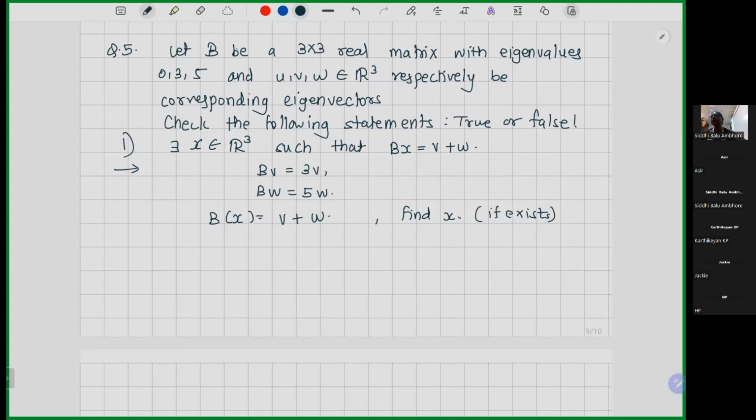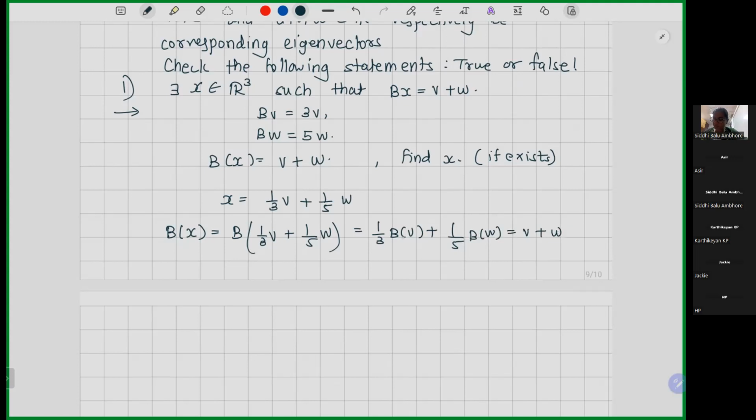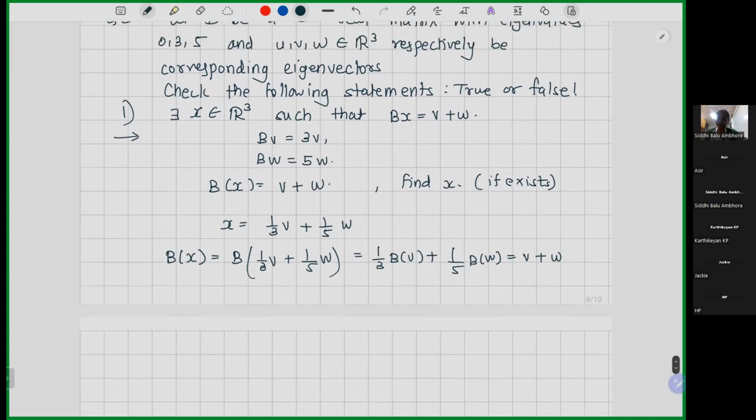Sir said that this is true, and it indeed is true, because we can choose X equal to 1 by 3 V plus 1 by 5 W. When I apply B to this X, this is B of 1 by 3 V plus 1 by 5 W, which is 1 by 3 B of V plus 1 by 5 B of W. Since BV is 3V and BW is 5W, this gives V plus W. So we got this X, and this statement is true, because we just obtained an X such that this holds. Any doubts here?